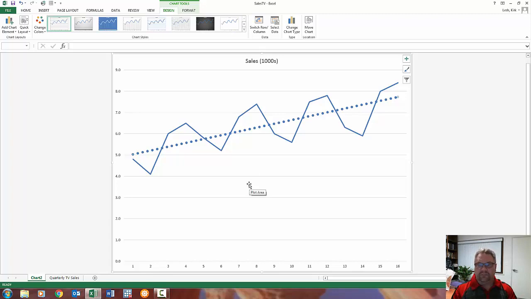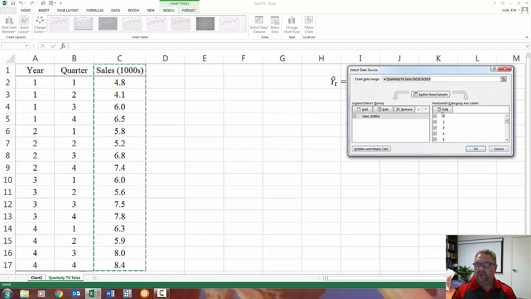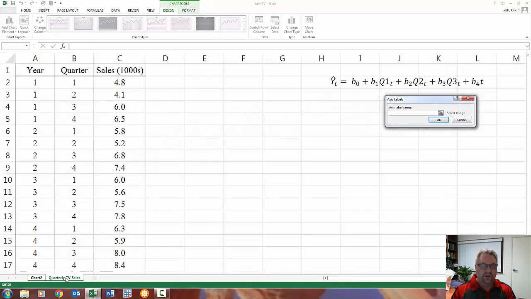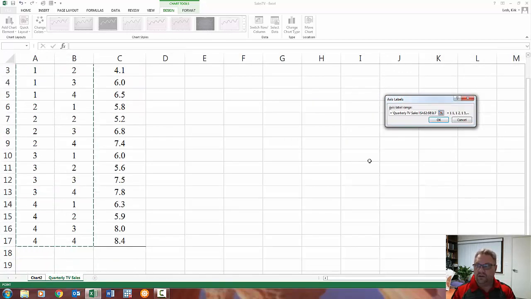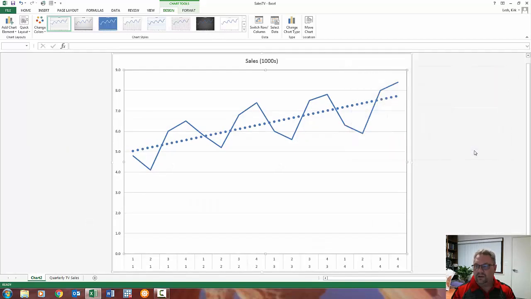So put your cursor in the plot area, right-click, select data, and then edit the horizontal axis label. And then again, highlight year and quarter. Okay, and then hit OK, hit OK. And now I've got my quarters here and then my years below that.